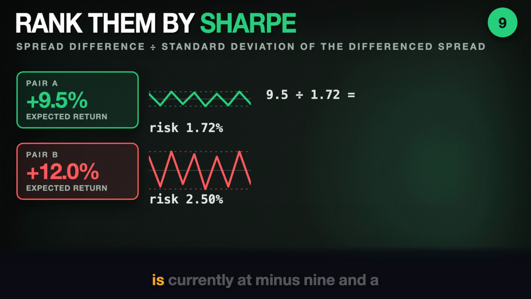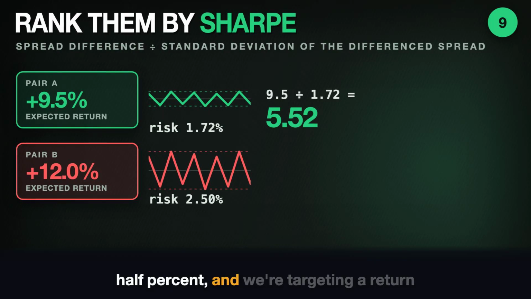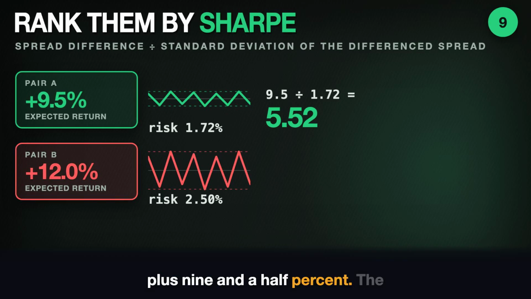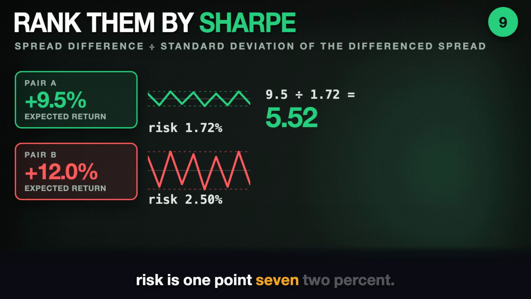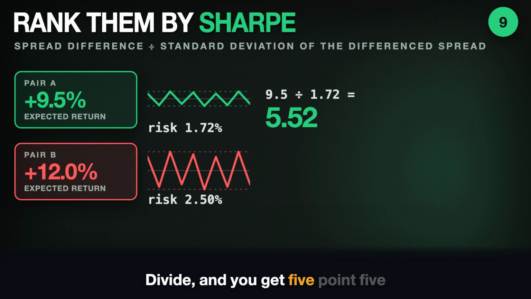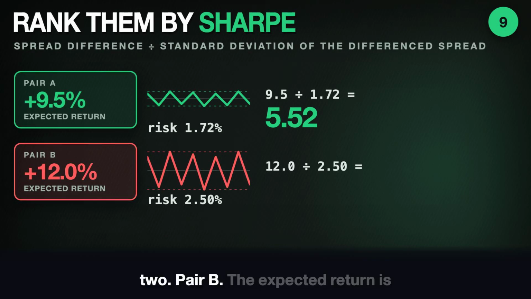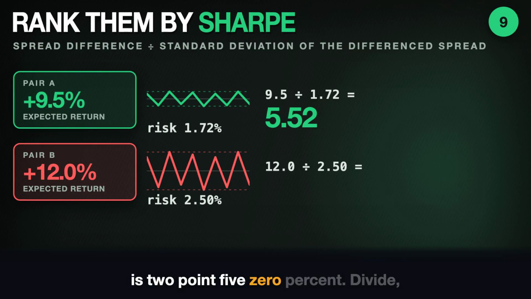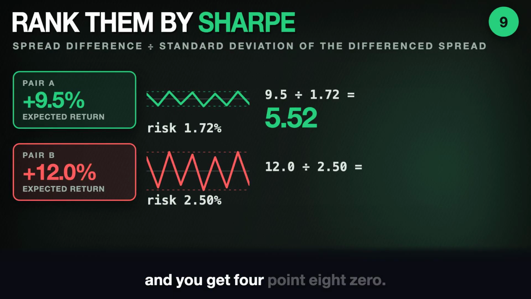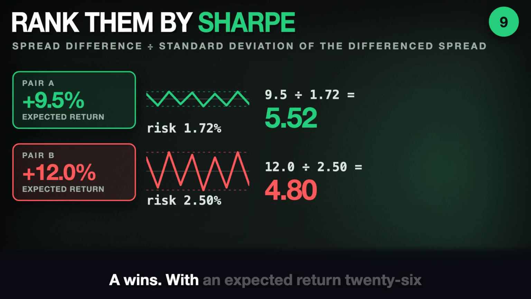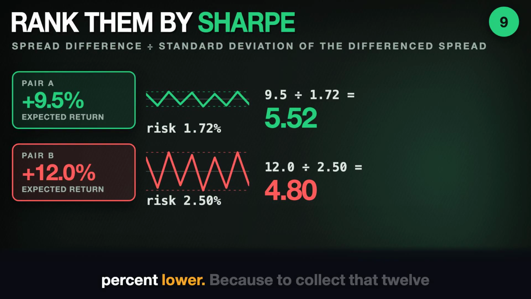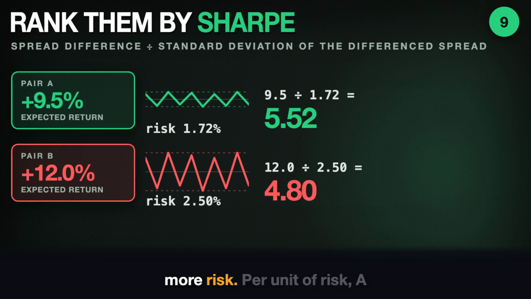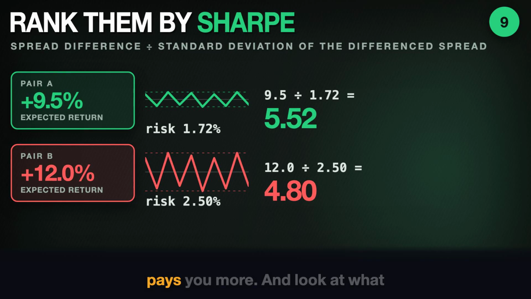Pair A. The spread is currently at minus 9.5%, and we're targeting a return to equilibrium, so the expected return is plus 9.5%. The risk is 1.72%. Divide, and you get 5.52. Pair B. The expected return is higher, 12%, but the risk is 2.50%. Divide, and you get 4.80. A wins, with an expected return 26% lower, because to collect that 12%, B makes you carry 45% more risk. Per unit of risk, A pays you more.